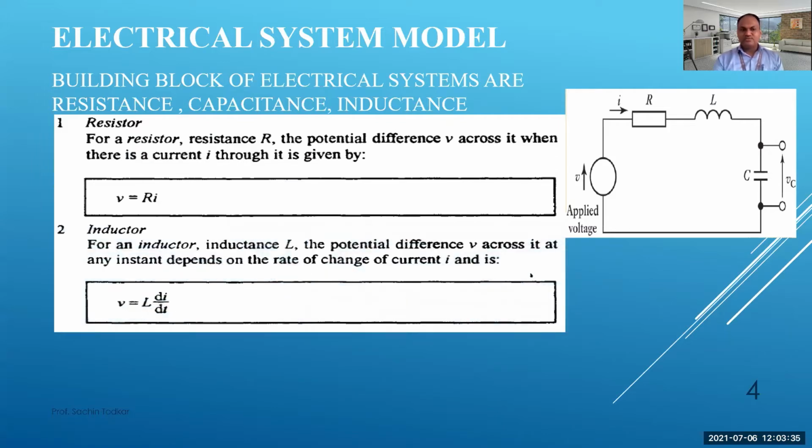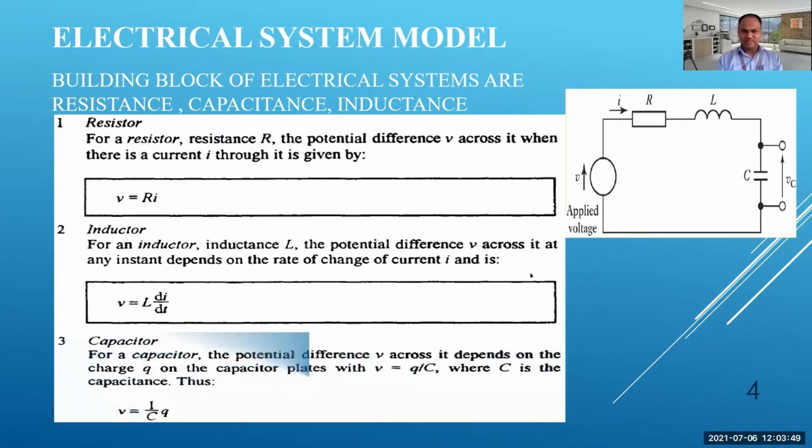For an inductor, it is V is equal to L into di by dt, because for inductance the potential difference is nothing but the first derivative of current. And for capacitance it is V is equal to 1 upon C multiplied by Q, where Q is the charge on the capacitor. So voltage will be given by V is equal to Q by C. It is 1 upon C into Q, that is Q by C.